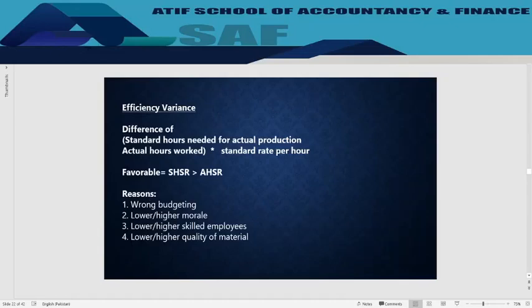It is again the difference of standard hours that should be used for actual production and actual hours used for actual production. If the standard hours are greater than the actual hours, this difference is said to be favorable. The reasons of this type of variance is again wrong budgeting, lower or higher morale, use of higher skill employees or lower skill employees, and use of higher quality of material and lower quality of material.